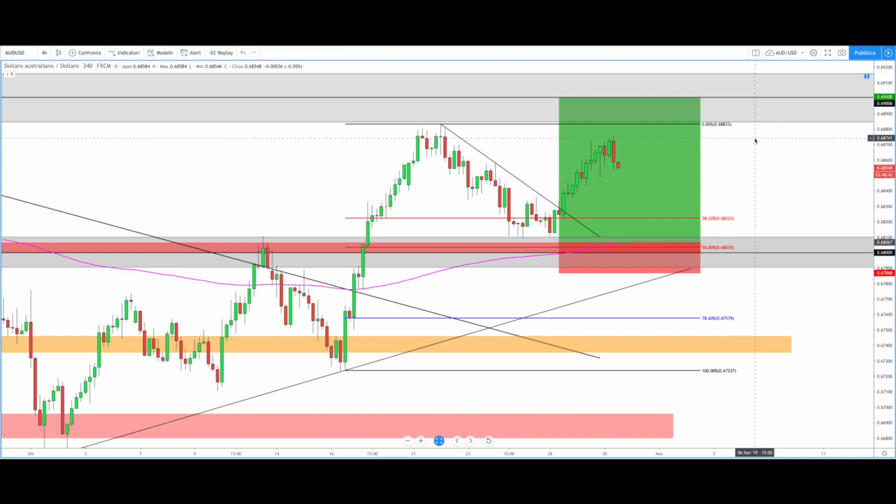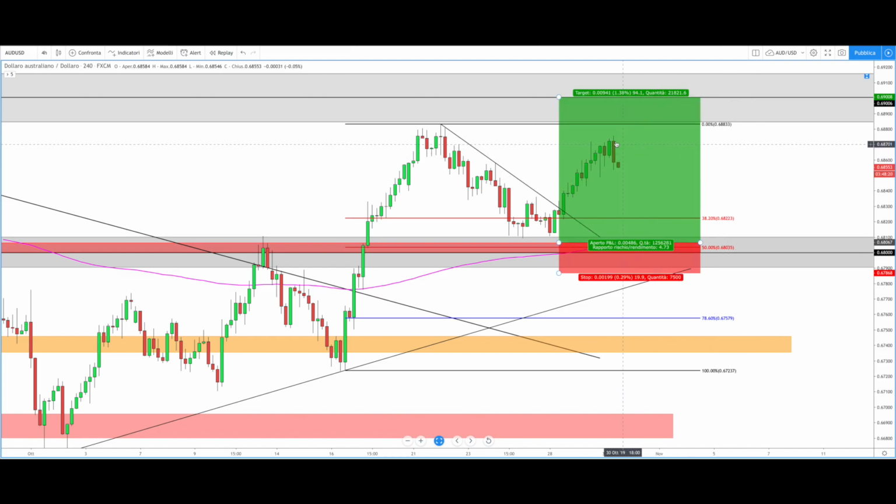Obviously the Australian dollar in the last weeks and months has not had much strength and was one of the weakest pairs of the market, so we need to watch carefully the price action on the US dollar, because a big movement on the dollar index could bring also a big movement here on the Australian dollar US dollar.